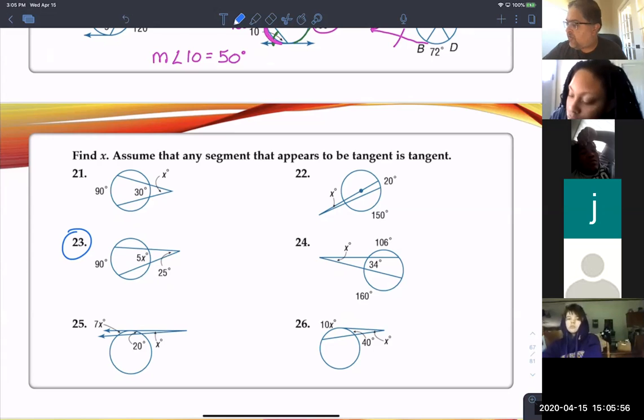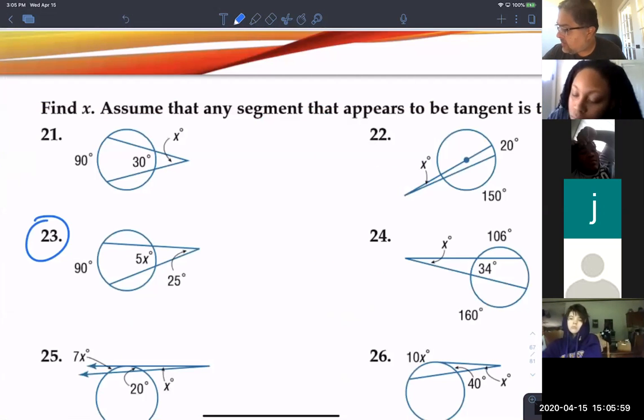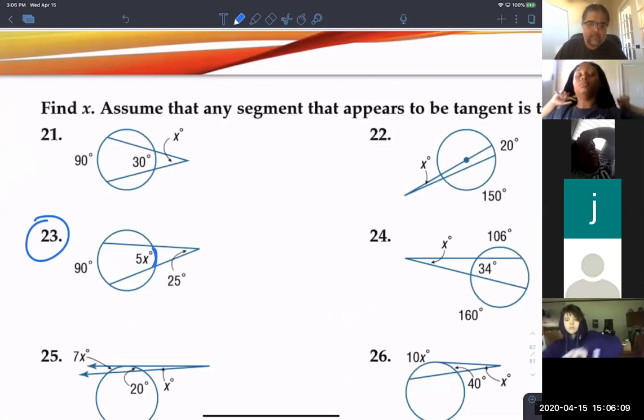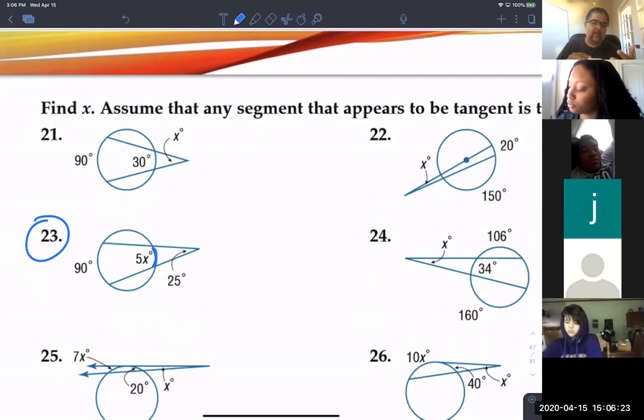So for those of you looking for a little bit more explanation, we're trying to find x, and 5x is equal to this little arc right here. So the way I approach these problems is by looking at, okay, am I dealing with an inside angle, a side angle, or an outside angle? And based on which one of those three angles I'm dealing with, I have to use the appropriate formula.